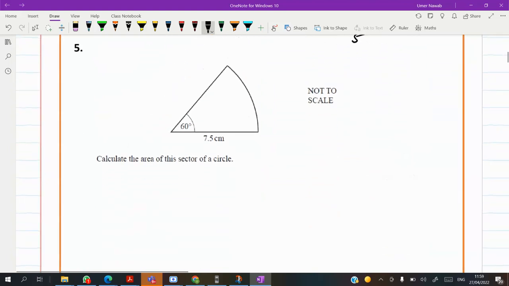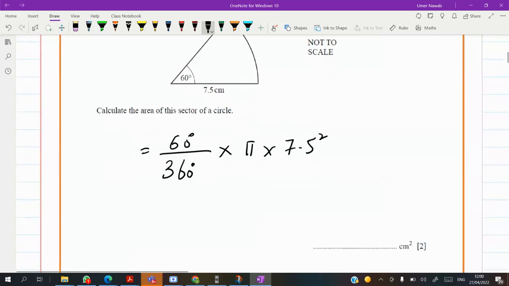Next, we want to find the area of a sector. This is a pretty simple question. 60 divided by 360 times pi times radius squared, 7.5 squared. So you can easily get your answer.